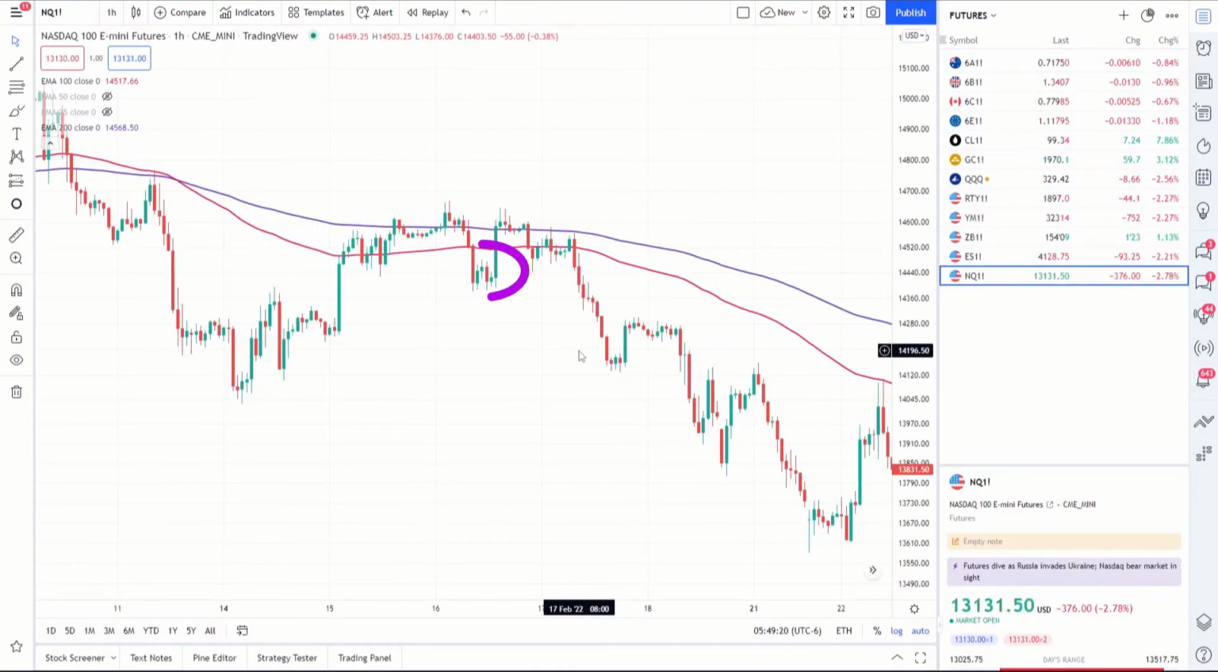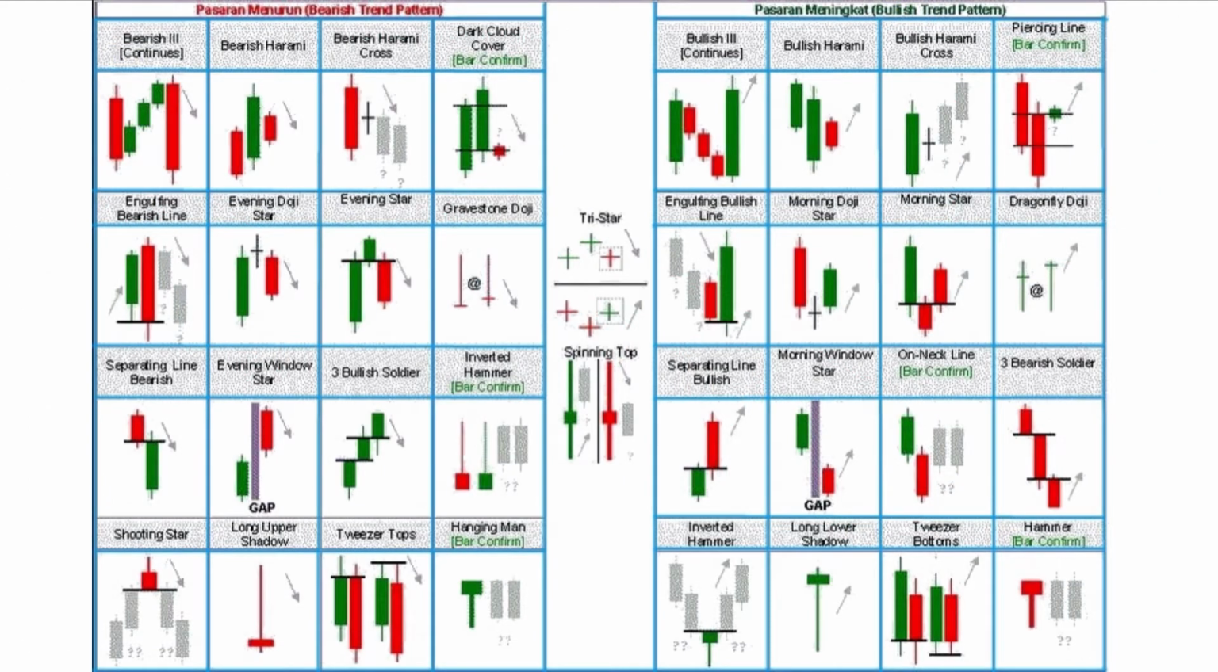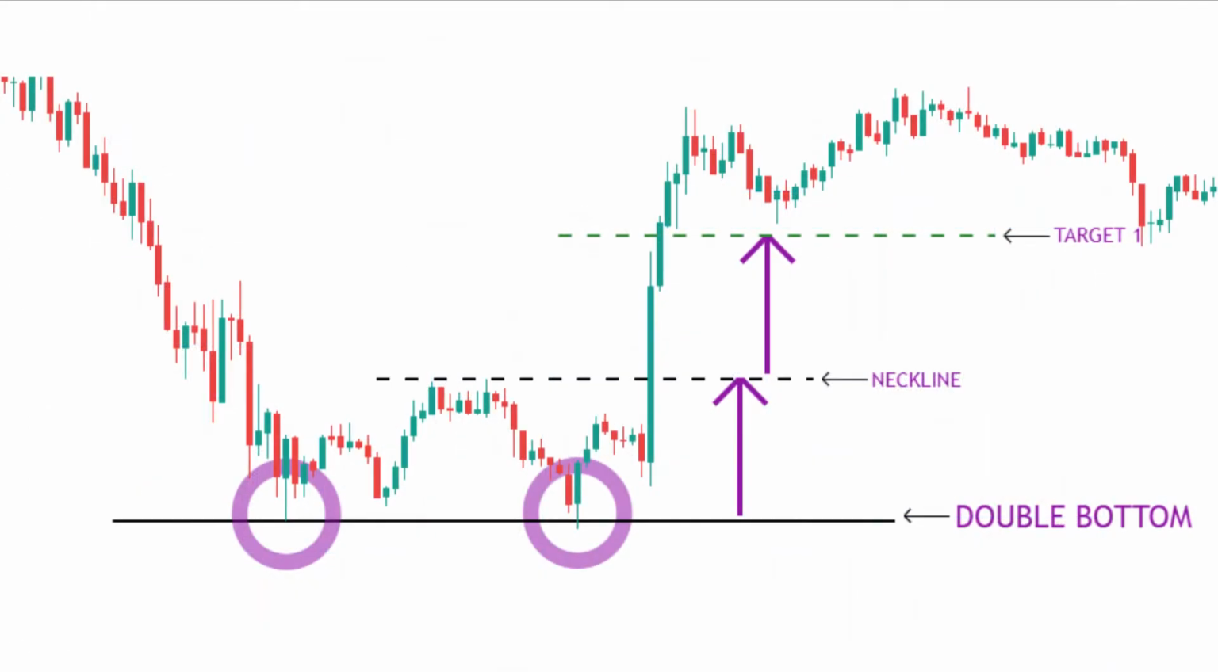Price trades below both averages for some time, creating a divergence between them. The market eventually retraces back into our entry zone, and it's at this point we begin looking to enter. We can use a variety of different confirmations to enter into the market. Some of them include candlestick patterns, divergence, or reversal patterns such as double tops and double bottoms.